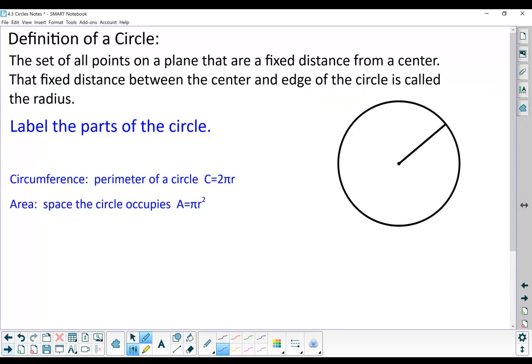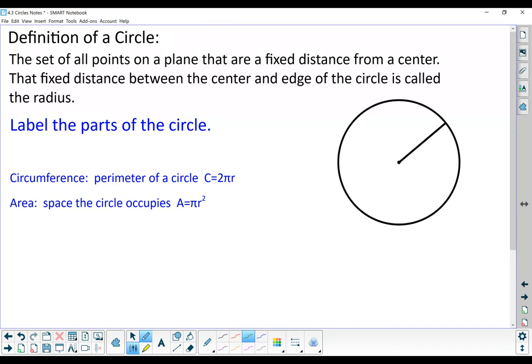So the definition of a circle is that it's the set of all points in a plane that are a fixed distance from a center. And the fixed distance between the center and the edge of the circle is called the radius. So on my diagram over here, this point is the center of the circle. And every single point on the edge of this circle, all the way around, is exactly the same distance away from the center, and that distance is called the radius of the circle.